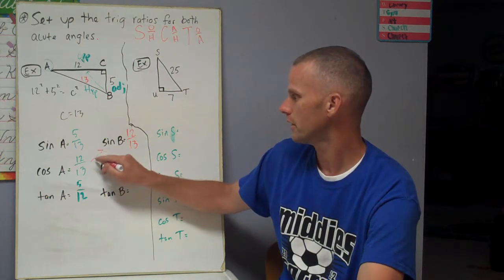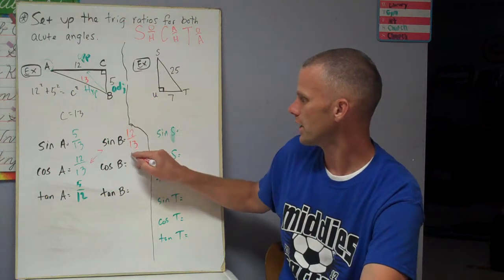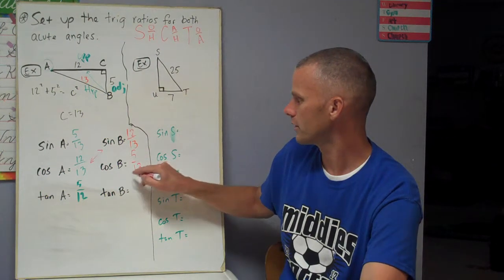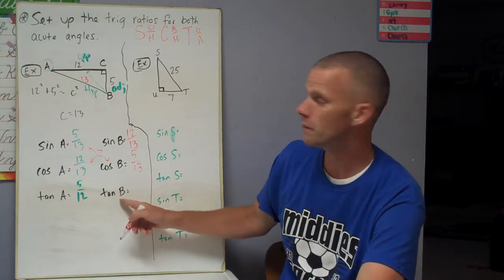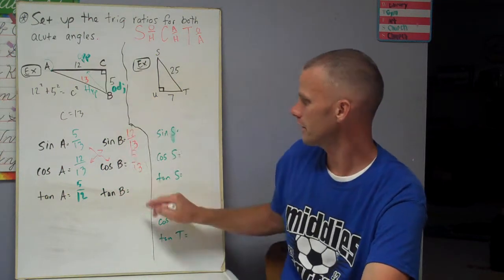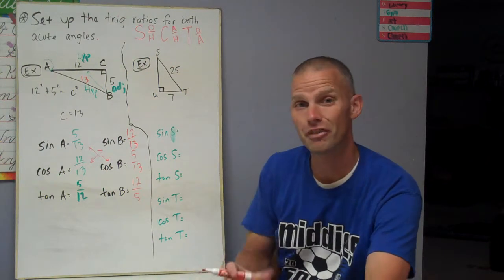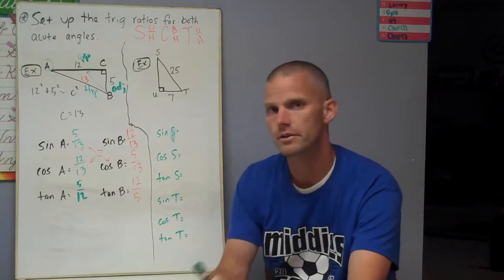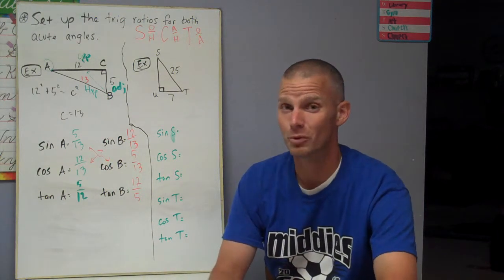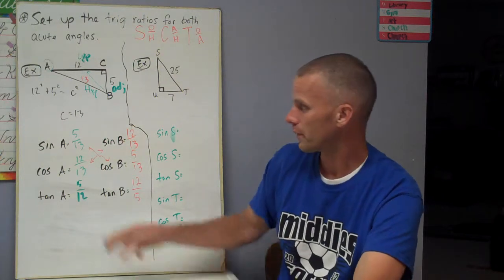So notice those two are the same. Cosine of B, adjacent over hypotenuse. So these two are the same. Tangent of B, opposite 12, adjacent 5. So here, 5 twelfths, 12 fifths. That's right. Those are reciprocals. So tangents are always reciprocals of one another.